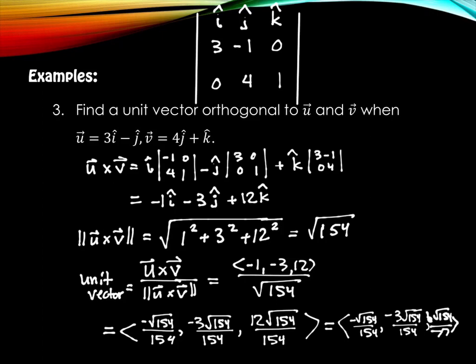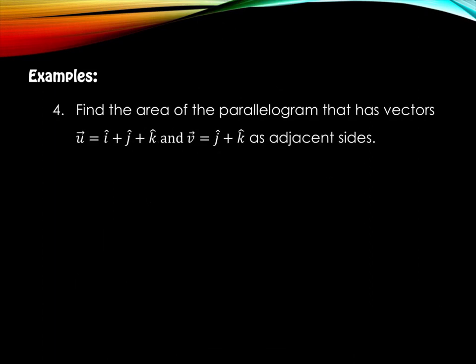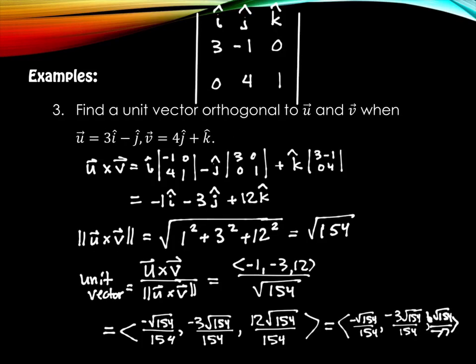Ready for our last example? Our clock is way wrong. I need to get some new batteries. We're going to find the area of the parallelogram that has vectors u is i plus j plus k, and v is j plus k as adjacent sides. What is it asking us to do? Use theorem 11.8, number 4, which says I'm going to do what? Take the magnitude of u cross v. All right. So I need u cross v, and then I'm going to take its magnitude. So I'm kind of going to do the same thing I did in the last problem, but I'm not going to have to create the unit vector at the end, right?